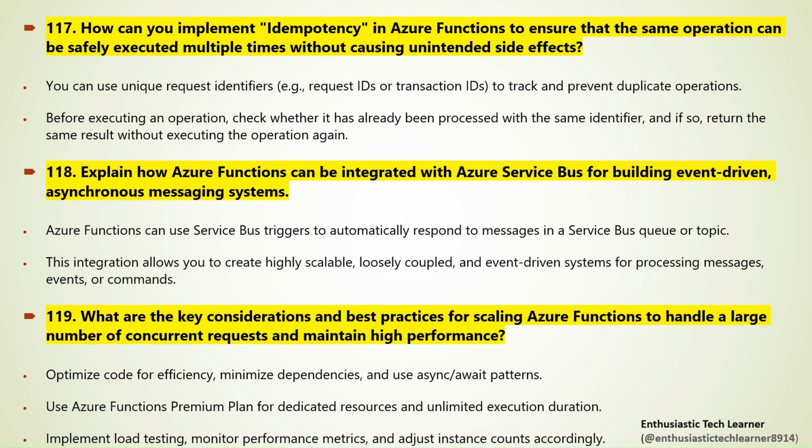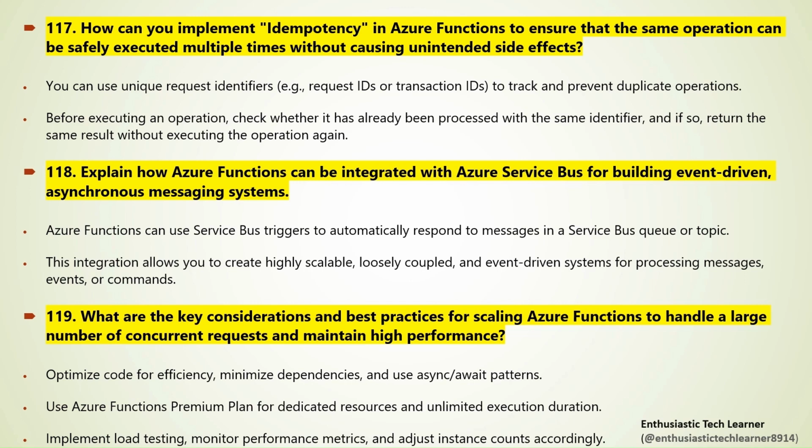portal. How can you implement idempotency in Azure Functions to ensure that the same operation can be safely executed multiple times without causing unintended side effects? You can use unique request identifiers, for example, request IDs or transaction IDs, to track and prevent duplicate operations. Before executing an operation, check whether it has already been processed with the same identifier, and if so, return the same result without executing the operation again.